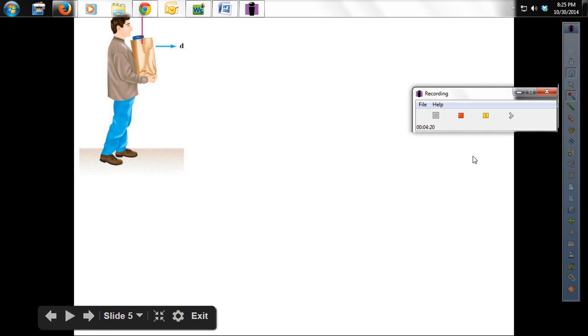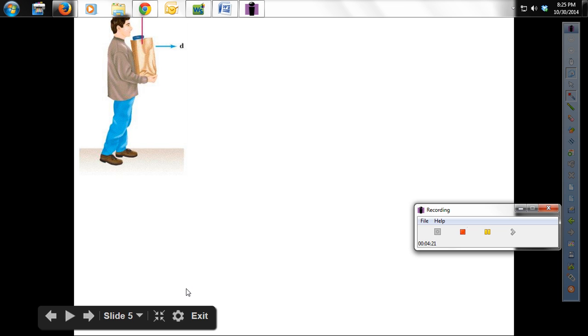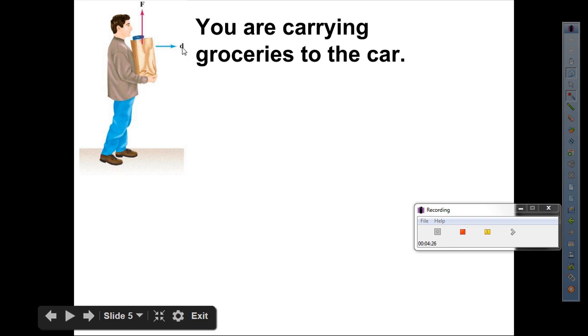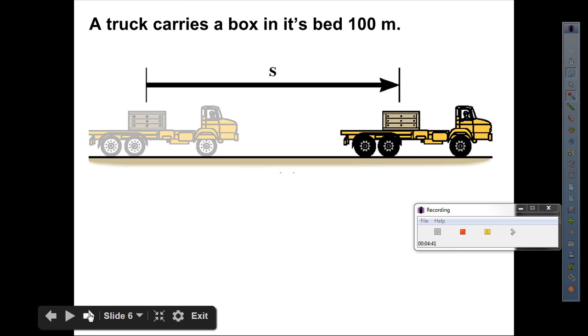Alright, here's a gentleman carrying a sack of groceries, and it wants to know if you're carrying groceries to the car. So here's your force, here's your distance, or your displacement, I should say. This force is not acting in the direction of this displacement, so no work is done. Displacement and the applied force are not in the same direction. And then slide 5 has a couple of options.